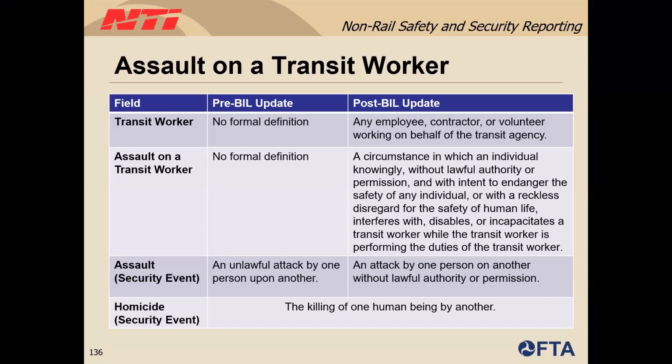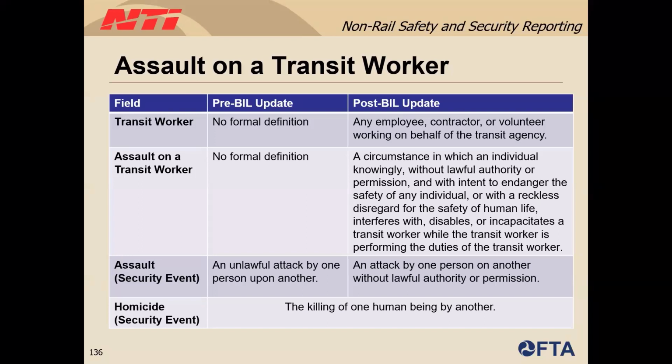The second definition is for assault on transit workers. NTD is adopting a statutory definition from the FRN as a circumstance in which an individual knowingly, without lawful authority or permission, and with intent to endanger the safety of any individual, or with a reckless disregard for the safety of human life, interferes with, disables, or incapacitates a transit worker while the transit worker is performing the duties of the transit worker. The assault on a transit worker definition is more defined than the assault definition in the next row. The term assault now applies only to non-worker assaults.